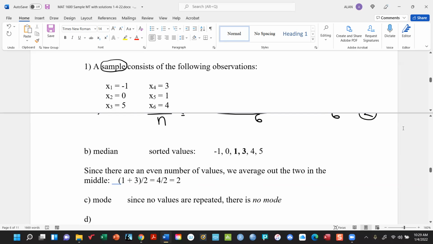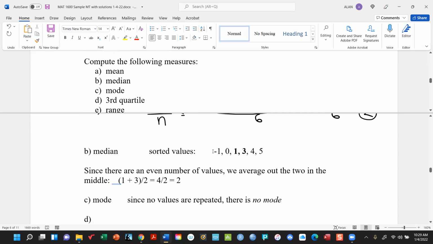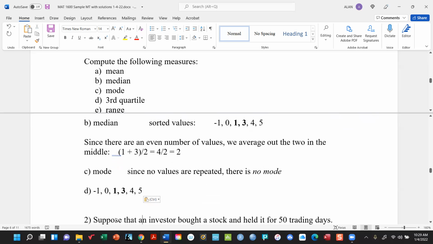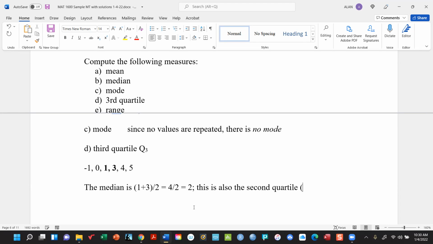Now D is, I believe, the third quartile. So once again, we'll take the sorted values. And the quartiles depend also on whether there's an even or odd number of values. So we're looking for the third quartile, which is often written as Q3. Most likely the easiest thing to do, we already know what the median is. This is also the second quartile, Q2.